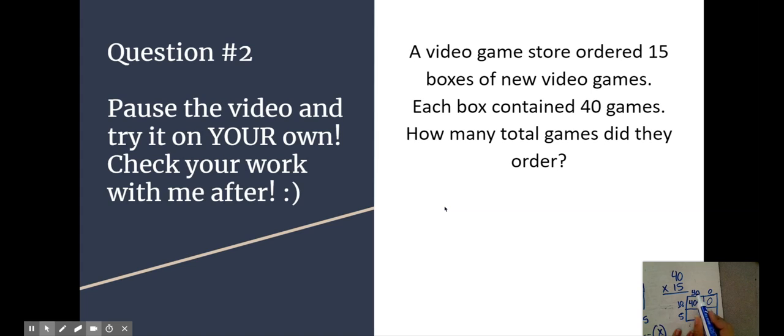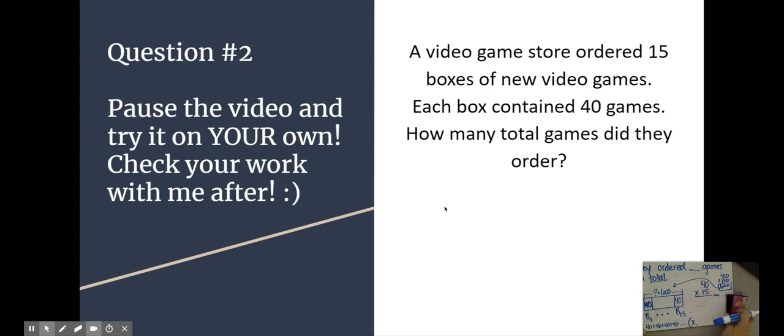5 times 40. Well, 5 times 4 is 20. Your 0 goes at the end. And 5 times 0, once again, is 0. So you guys can totally just ignore this part. Now you have your partial products. So 400 plus 200. 400 plus 200 is 600. So you just found your total by doing the area model. So that answer will now go into your strip diagram.